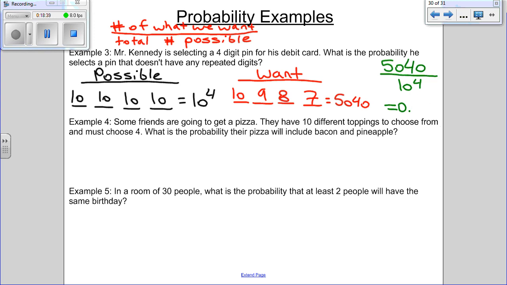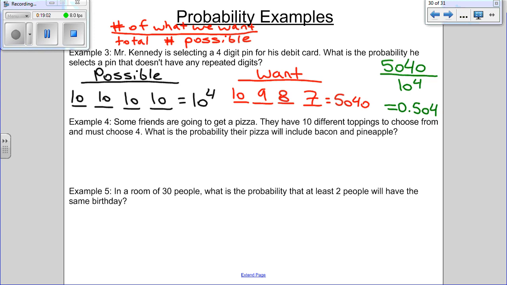Definitely. See how you take these questions and you break them down: what's possible, what do we want, link the 2 things together. So for example, 4, it says some friends are going to get a pizza. They have 10 different toppings to choose from and must choose 4. What is the probability their pizza will include bacon and pineapple?